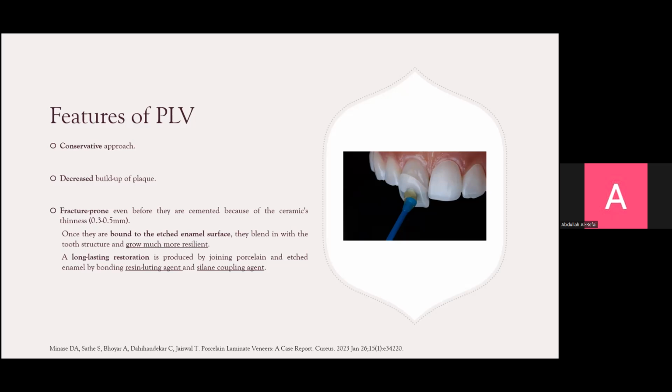However, once they are bonded to the etched enamel using a resin cement and silane coupling agent, they blend with the tooth structure and develop better mechanical properties. So its strength comes from the bonding of the prosthesis onto the enamel and the tooth structure.